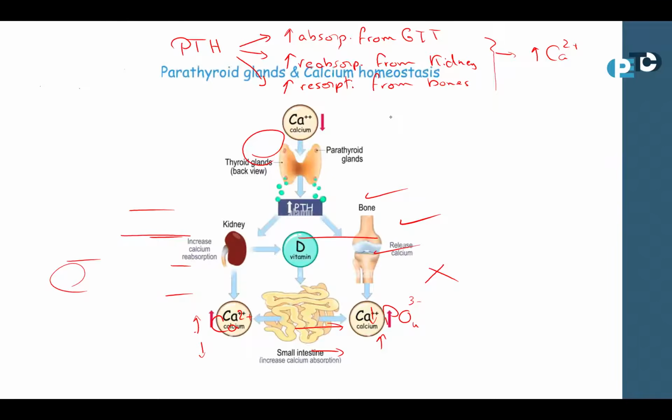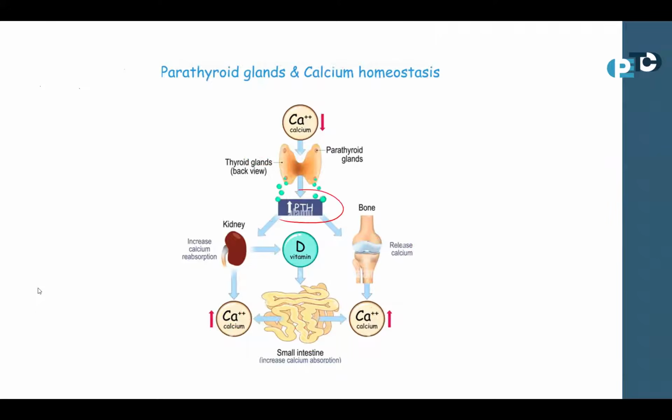Here again, the effect of parathyroid hormone on calcium. It will increase the calcium from the kidney by increasing reabsorption, from the bone by increasing resorption, and from the GIT by increasing absorption. It's the same as vitamin D. Vitamin D does the same action as parathyroid hormone.